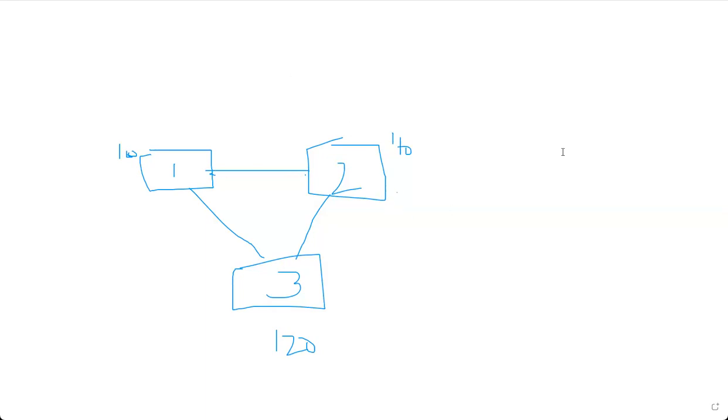So let's write that down. This is all theory, guys. That's why I'm writing this down. Designated ports. The ports that are on the root bridge are called designated ports, DPs.